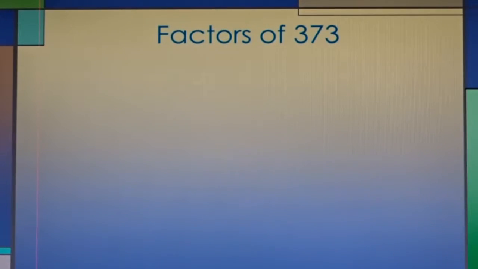So some factors of 373. I want to break up 373. So let's think about this. It doesn't end in a 2, 4, 6, 8, or 0, so I can't pull out a 2. If I add the digits together, 3 plus 7, that's 10, plus 3 more, that's 13. That's not divisible by 3. It doesn't end in a 5, and it doesn't end in a 0. So I've eliminated 2, 3, 5, and 10.